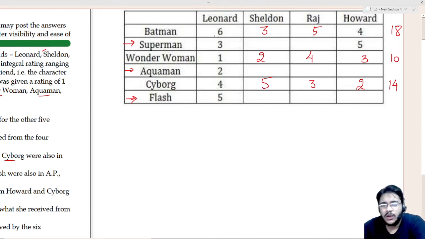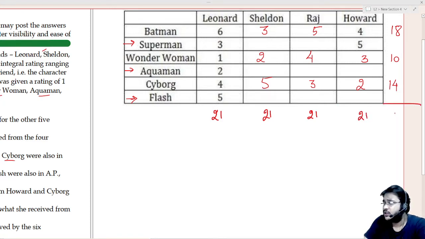So first thing, what is the total summation of the points for an individual friend? So we can do that. 6 plus 3, 9 plus 1, 10, 12, 12 plus 4, 16 plus 5, that is 21. Now if you are a little careful, because the range of the points is only from 1 to 6, this 21 is the total that Sheldon will give, 21 that Raj will also give, and 21 that Howard will also give. In other words, the total number of points that they will give is going to be 84.